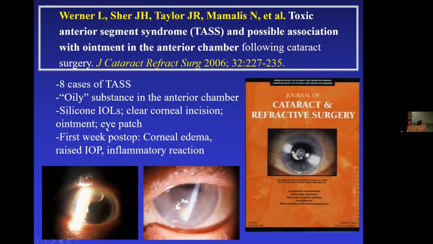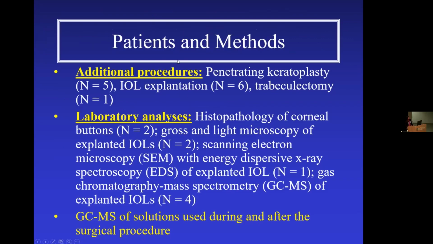And here, after surgery, the surgeon was placing ointment on the eye of the patient and applying a very tight eye patch. So there was this oily substance floating in the anterior chamber that later coated the endothelium, but also coated the surfaces of the silicone lenses that were implanted. You can see there was corneal edema, raised intraocular pressure, huge inflammatory reaction. And by the additional procedures necessary in these cases, you can see that this was really very serious, including corneal grafts and the IOLs had to be explanted.